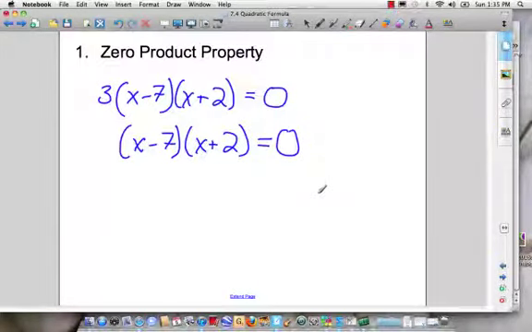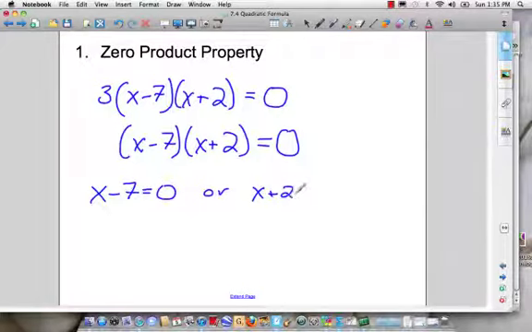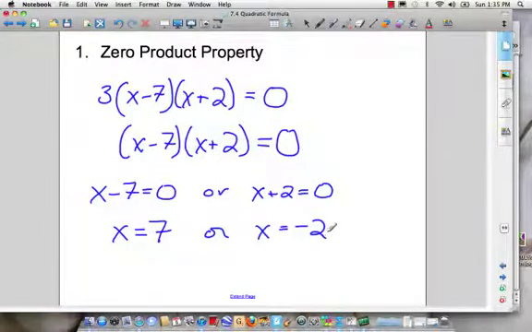Now, as we've talked about in class, 0 is a very special number. If the product of two factors is 0, that means either the first one, in this case x minus 7, is 0, or the second one, in this case x plus 2, would have to be 0. If one or the other is not 0, then there's no way the product could be 0. And that leads us quickly to two solutions. X might be 7, or x might be negative 2.